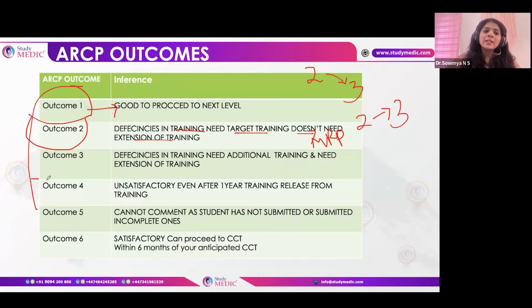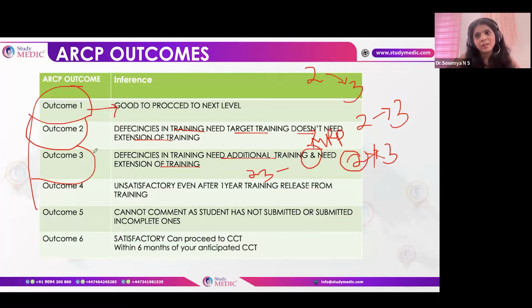Perfect. What is outcome 3? Deficiencies in training, which need additional training and need extension of the training. This is the keyword: need extension of training. That means you cannot move from ST2 to ST3 unless you finish those deficiencies. So you will be staying back at ST2. This is what happens if somebody has not cleared their part 2 and part 3; they cannot move from ST5 to ST6 unless they clear the exams. Irrespective of how good a clinician you are, you are stuck at that level. And that is outcome 3.